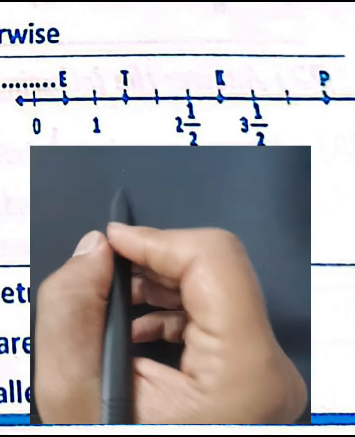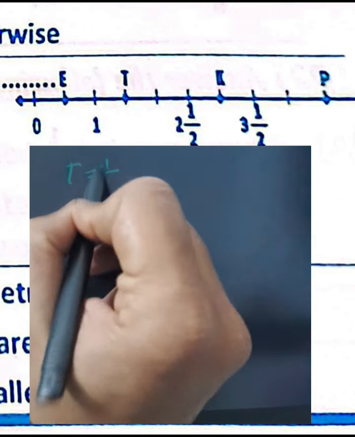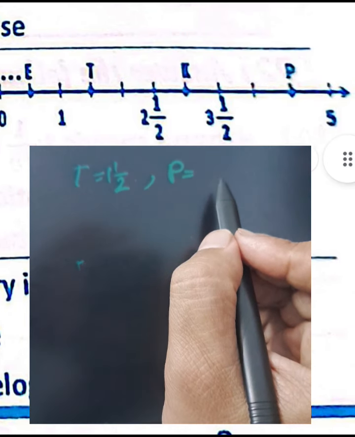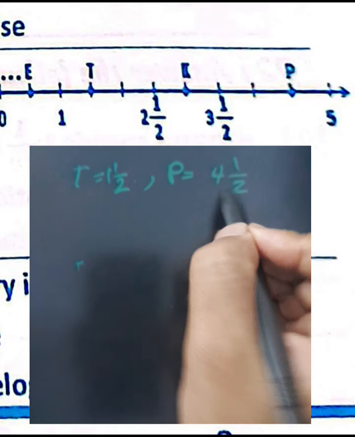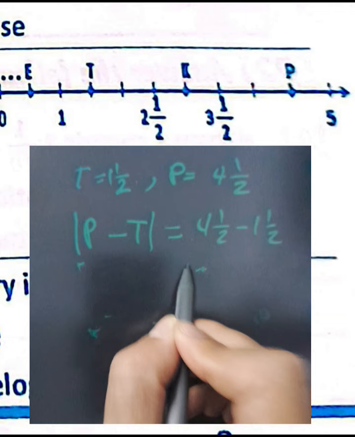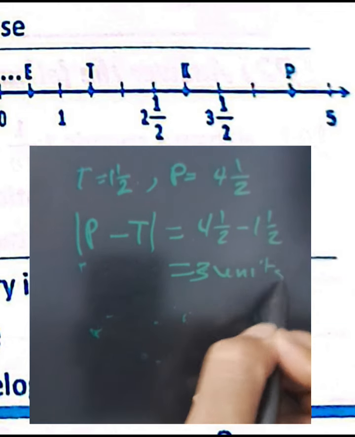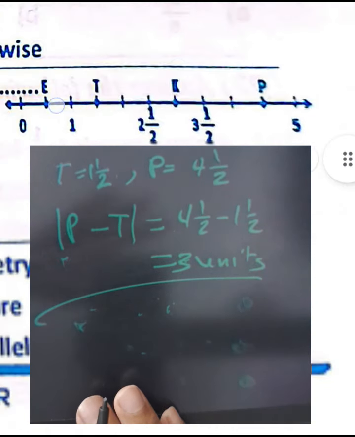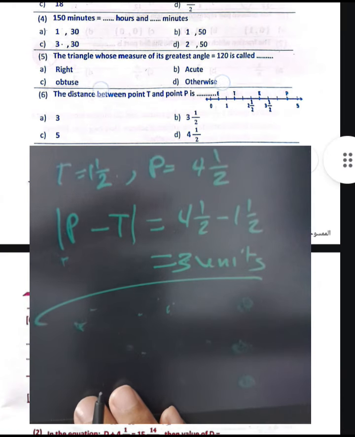Understood? Question number 6. You want to find the distance between point T and B. Okay, T here and B. T is at 1.5. And point B will be what? We have 3.5, 4, 4.5. The distance between them is B subtracted by T, 4.5 subtracted by 1.5 equals 3 units. The distance between them is 3 units. Next question.